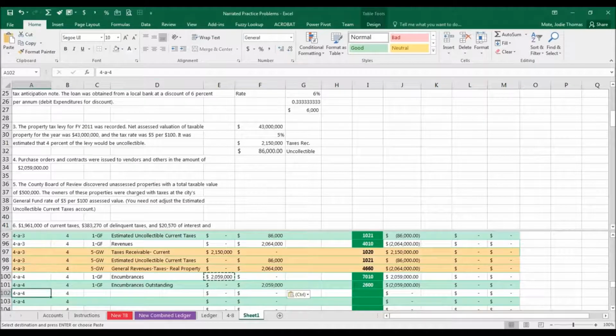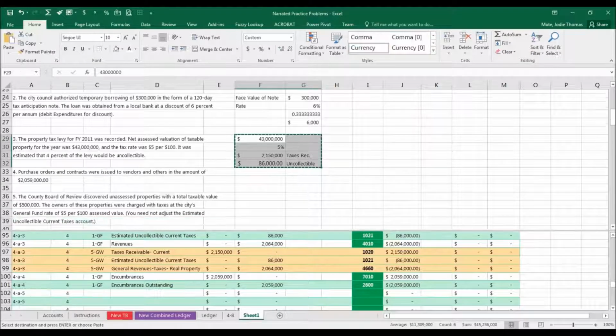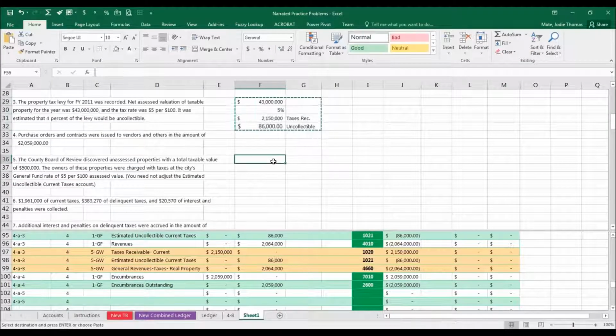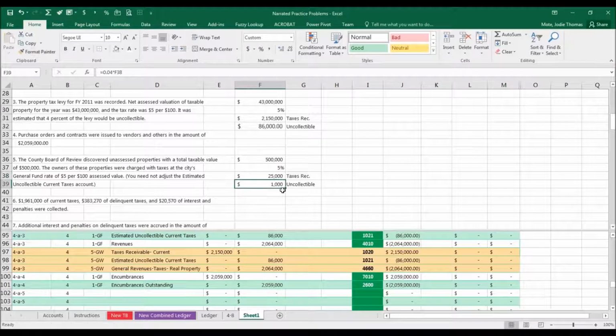All right, number 5 here, it's saying that the Board of Review discovered some new property, and it has a total taxable value of $500,000. So let's go right here. And let's just copy and paste this down, because we just used that, and say instead we're talking about a $500,000 assessment, and let's shrink that up so it doesn't look bigger. All right. But in this case, they're saying you don't have to adjust the uncollectible current taxes amount.